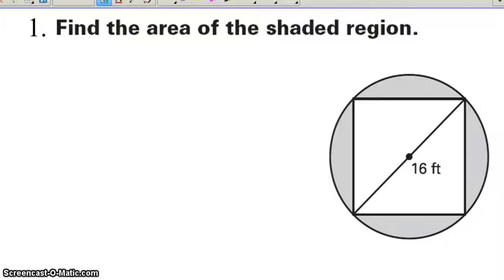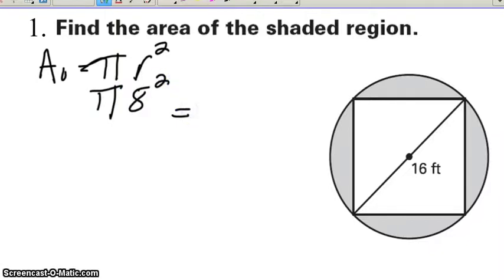So the first thing, if I was going to find the area of the largest shape here, I would want the area of a circle, which is pi r squared. So I already know pi, and then the radius I know is 8. So you're going to get pi times 8 squared, which is 200.96. The next thing I'm going to do is find the area of the square.